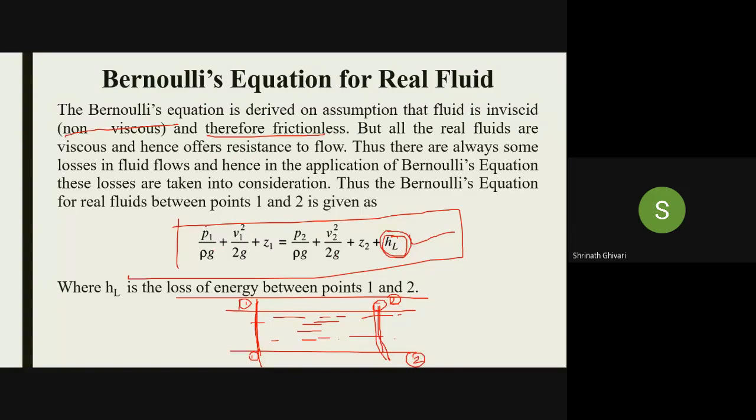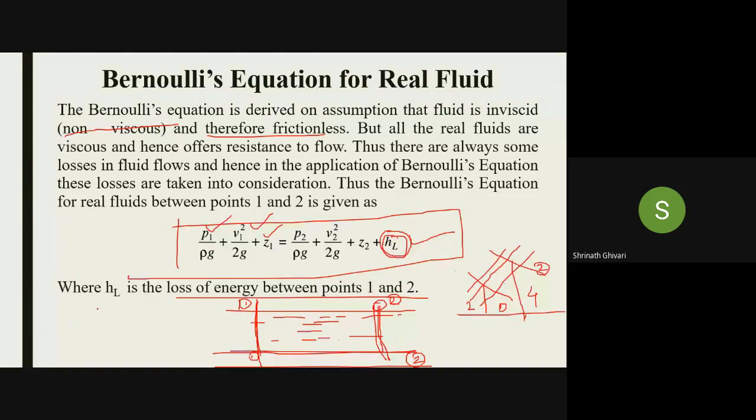At this point, the pressure head will be different, the velocity head will be different, and the datum is the same because it is at the same line from the base. If the pipe is moving upward in ascending order, this is section 1 and this is section 2. From the ground it is at 2 meter and at 4 meter, so this is where Z1 and Z2 will change.